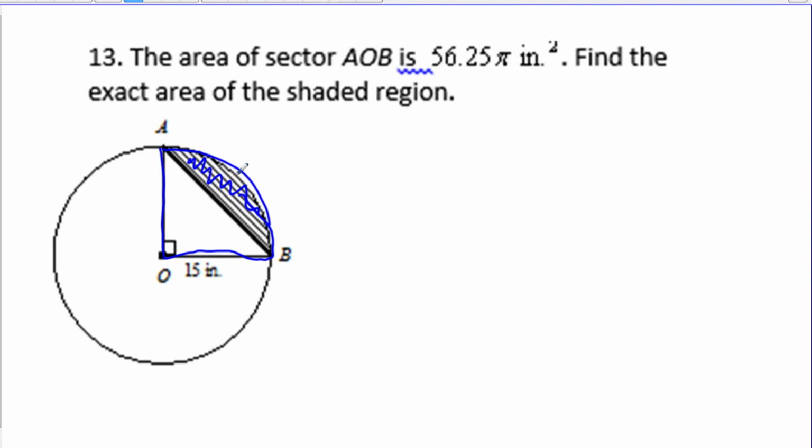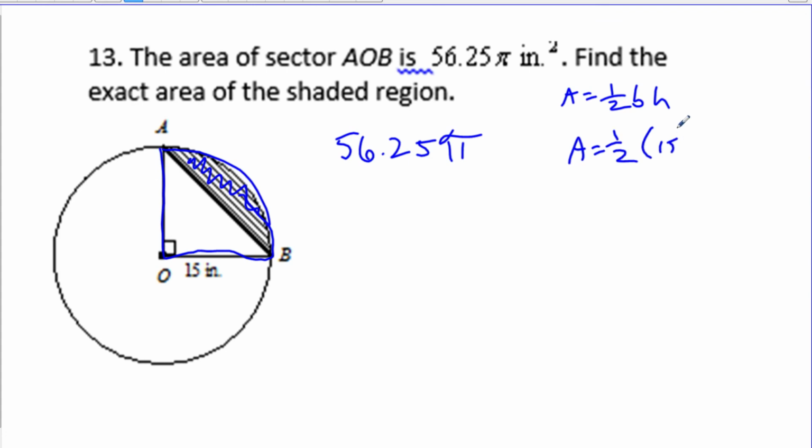56.25 pi is the area of this entire space. So if I remove from this 56.25 pi the area of the triangle, that's going to give me the shaded region, this little shaded space, which we call a segment. So the area of this triangle, I'm just going to come off to the side here. Remember, triangles are 1/2 base times height. And so the question is, what are my base and my height for the triangle? Well, it looks like the base is 15.